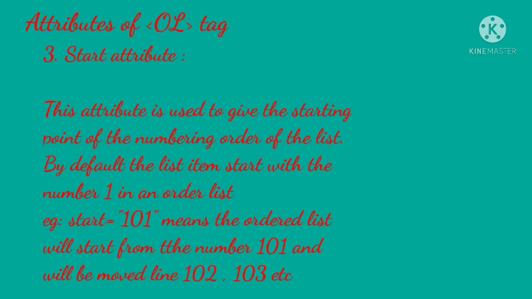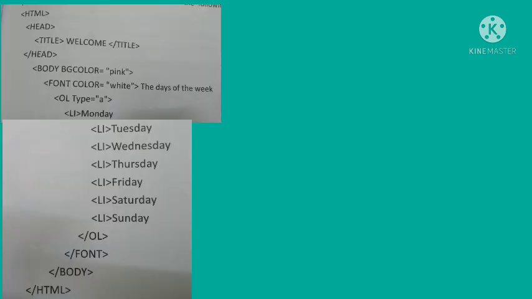By default, the list items start with the number 1 in an ordered list. This number should be a positive number and its value must be given in double quotes. For example, start equal to 101 in double quotes means the ordered list will start from the number 101 and will move like 102, 103, etc. The following example will help you to understand it more clearly.